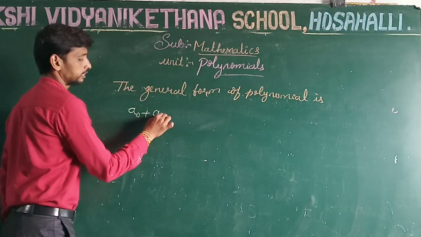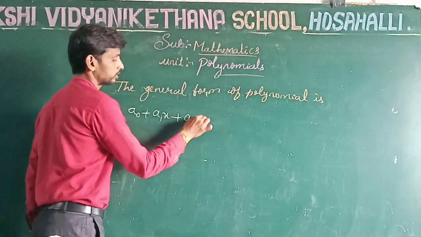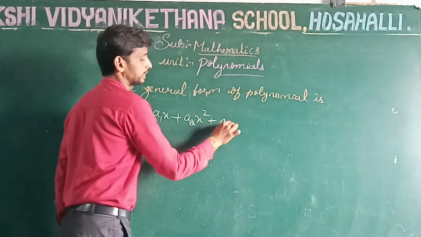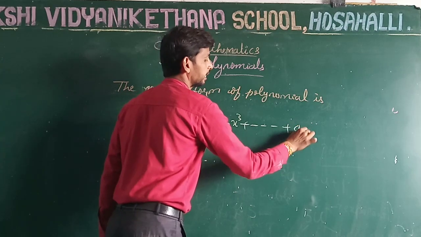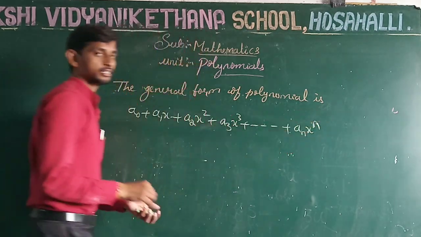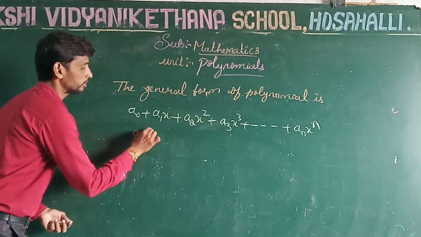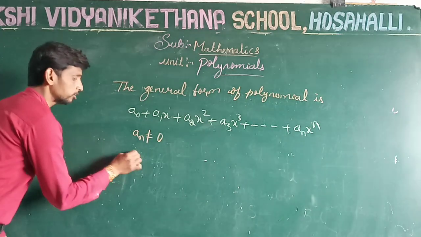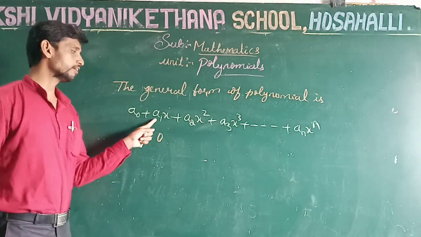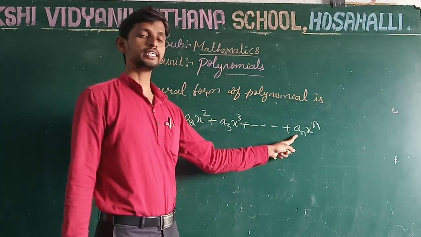a0 plus a1x plus a2x square plus a3x cube plus so on plus an x to the power n. There is a condition: an is not equal to 0. Then can you tell what a0, a1, a2, a3, an are, as per the example I said?